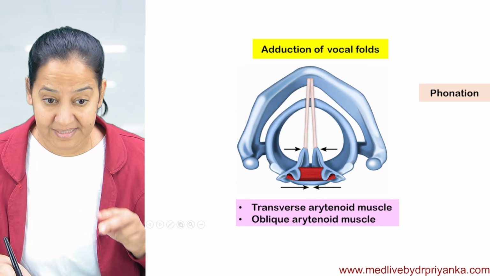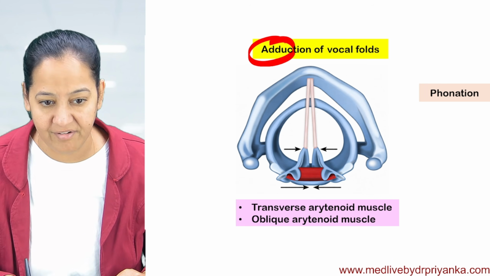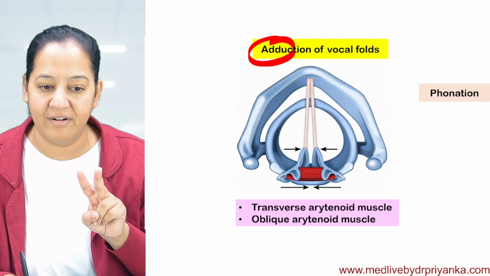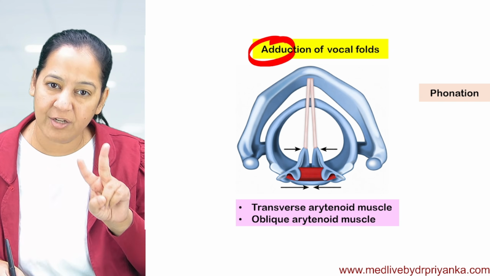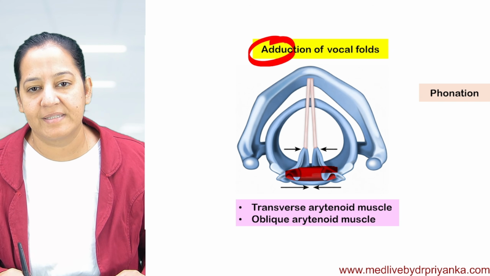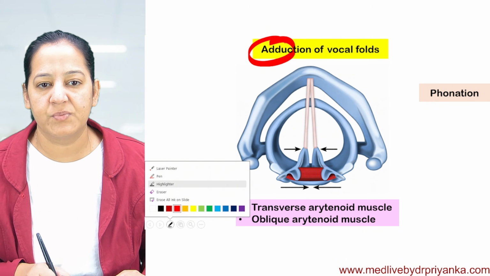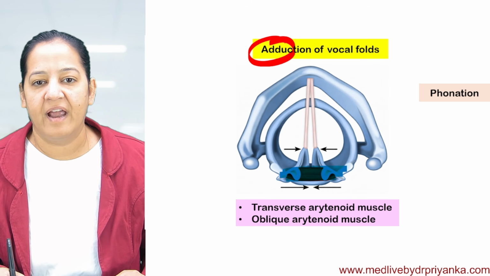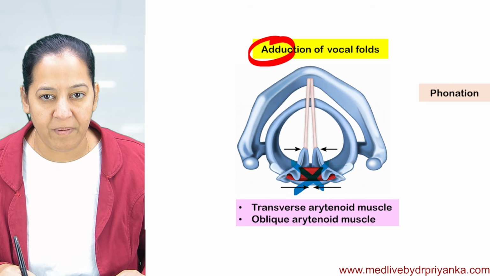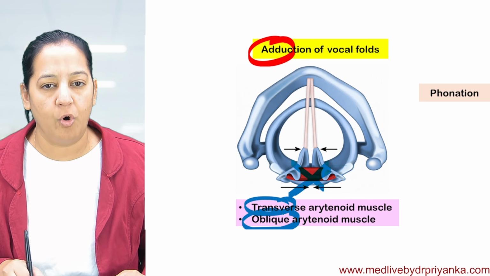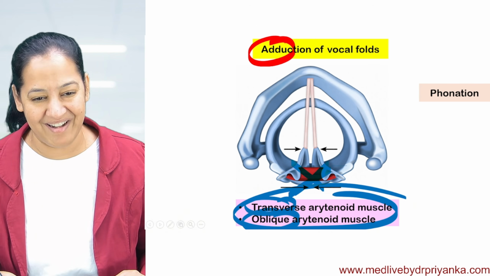Okay. Now the second adductor, second and third adductor, there are four adductors. The second and third adductor is the interarytenoid. There are two types of interarytenoid. One is transverse arytenoid, and the other, not shown here, is oblique arytenoid. So transverse and oblique arytenoid together are known as interarytenoid.